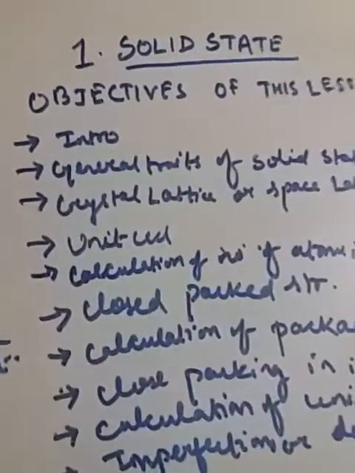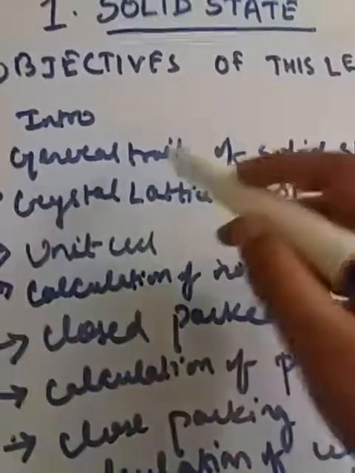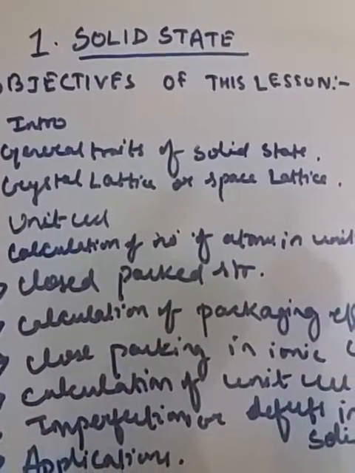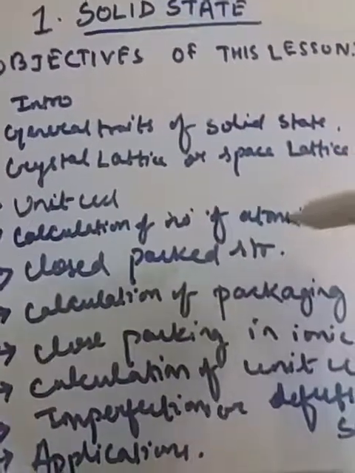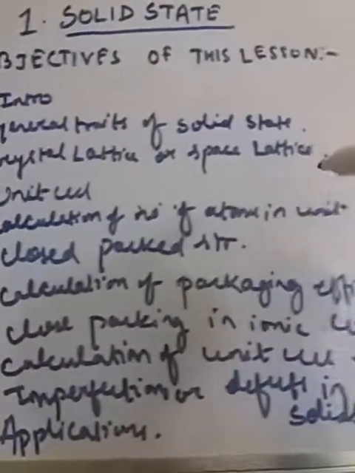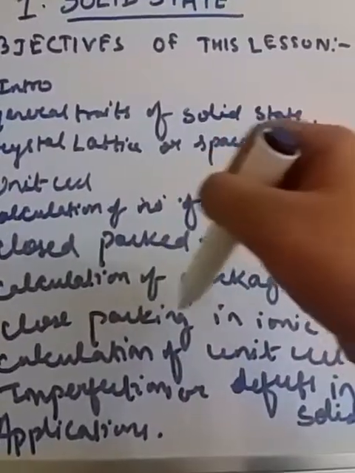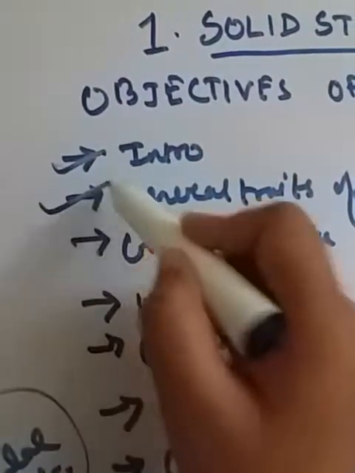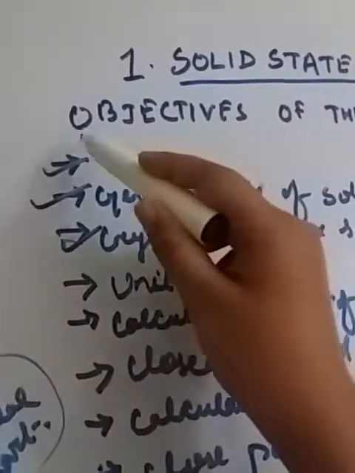So these all are the objectives of this lesson: introduction, general traits or characteristics of solid state, crystal lattice or space lattice, unit cell, calculation of number of atoms in unit cell, closed packed structures, calculation of packing efficiency, close packing in ionic compounds, calculation of unit cell dimensions, imperfections or defects in solids, applications, and the last one is formulae chart. In this video, we will study introduction, general traits of solid state, and crystal lattice or space lattice. Today in this video, we will read about these three things.